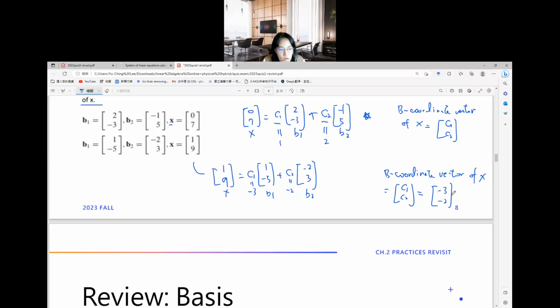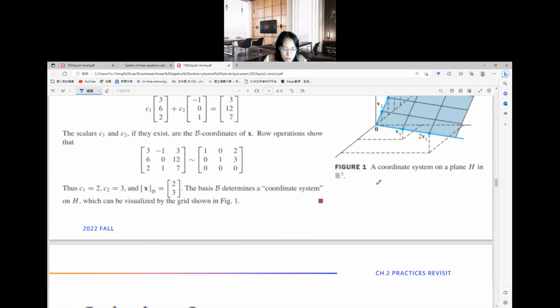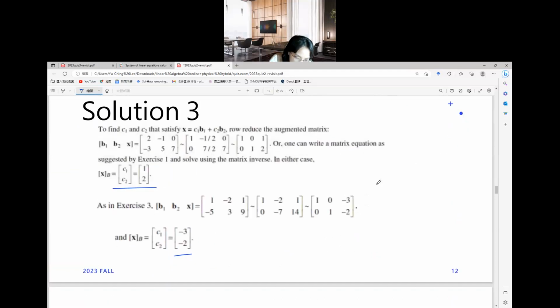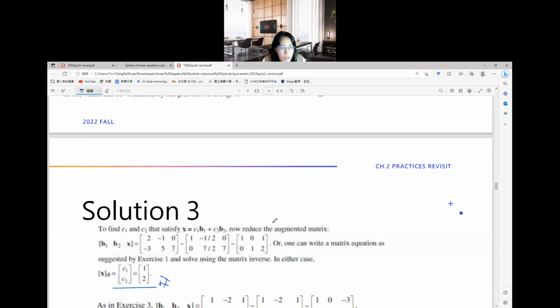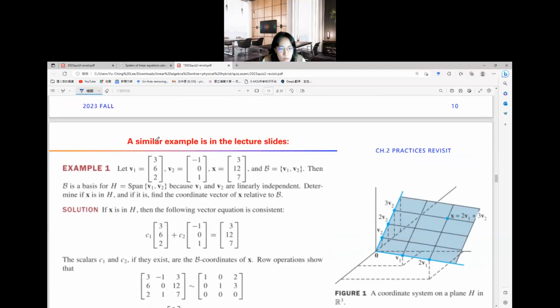This is the B coordinate vector of x. So the solution was right here. We need to answer this one and this one to fulfill the requirement of these questions. And here lists that there was actually a similar example in the lecture slides. So for the preparations of the midterm exam, for example, you can review this example.